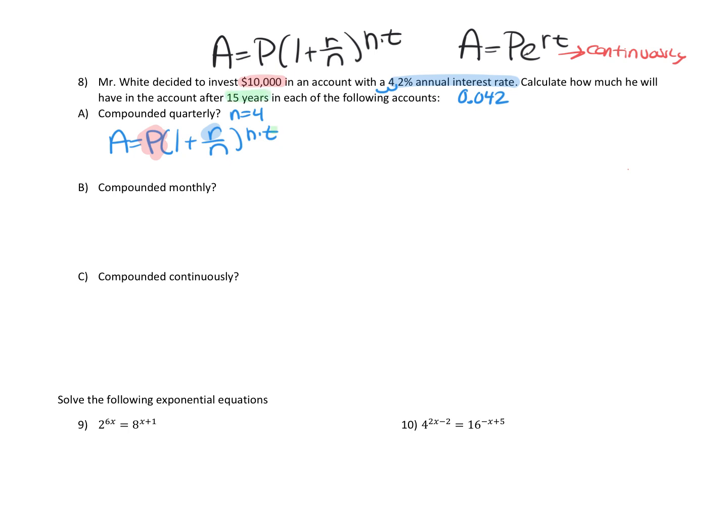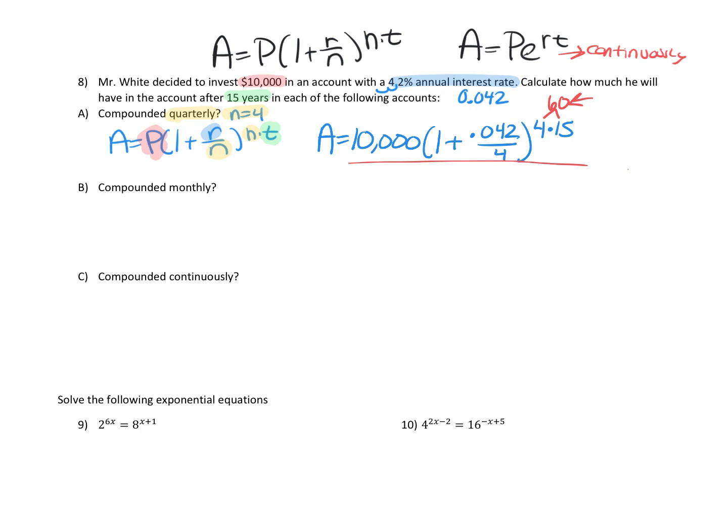15 years is going to be my time. And like we said, compounded quarterly will be 4 times in a year, so my n goes into those 2 places. So we're going to have A equals $10,000 times 1 plus 0.042 over 4, and then 4 times 15. Now I'm going to do that 4 times 15. Make sure you put in 60 in the calculator. I'm going to type this whole thing in the calculator with an exponent of 60.